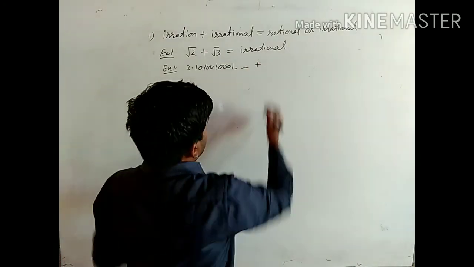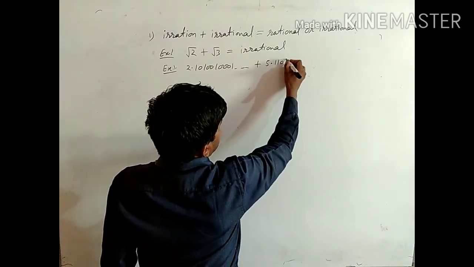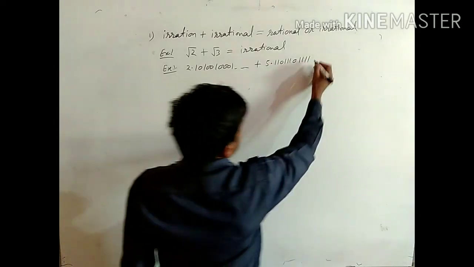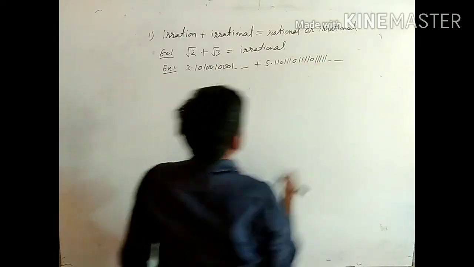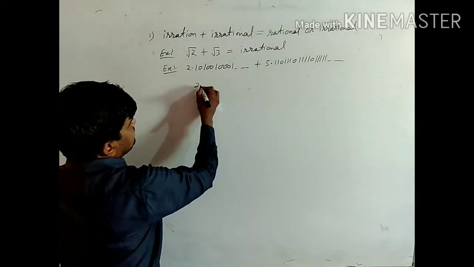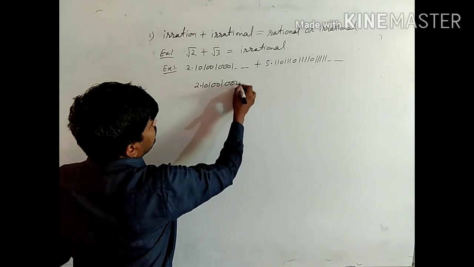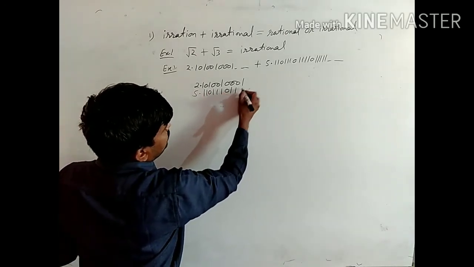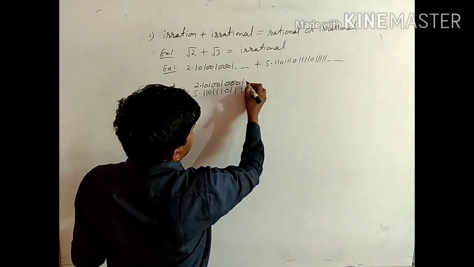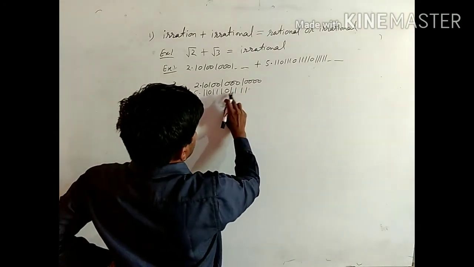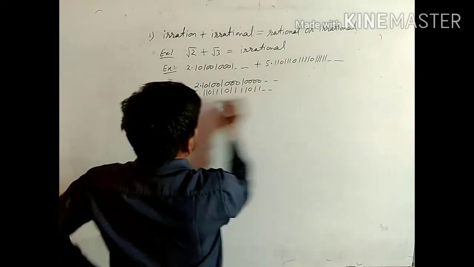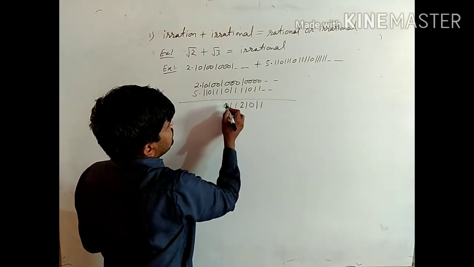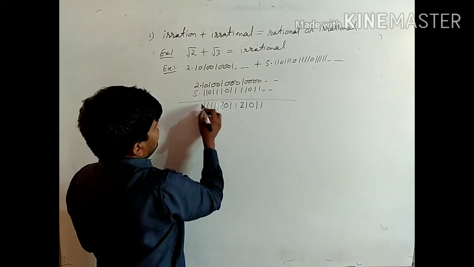We have to add these. Suppose I am adding 5.11011101111, with 4 times 1, then 0, 5 times 1, like this. So if we perform addition between them, then we get 2.101 plus 5.110, and so on, adding digit by digit, we get a long string of digits like 1, 1, 0, 1, 2, 1, 1, 0, 2, 1, 1, 1, 1, 1.7.